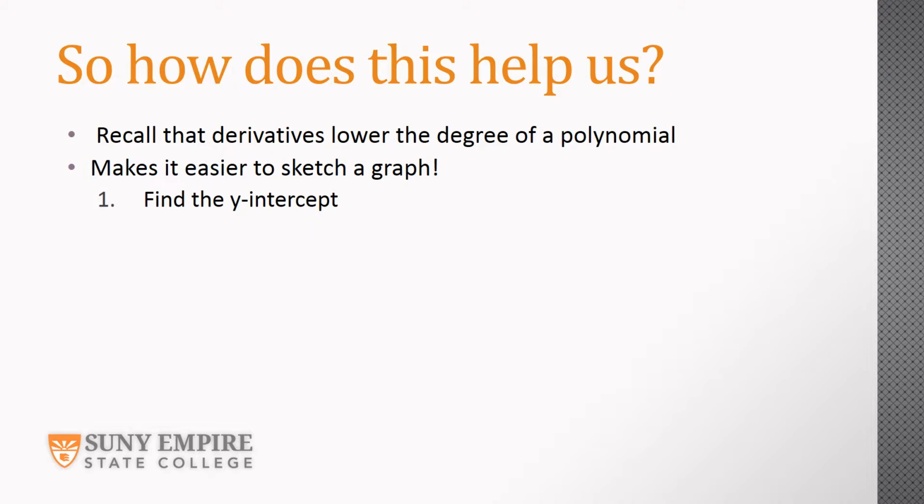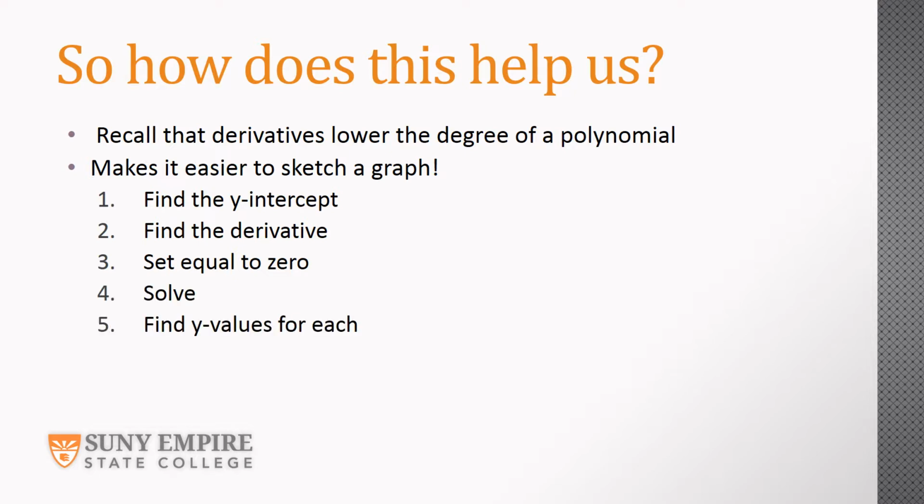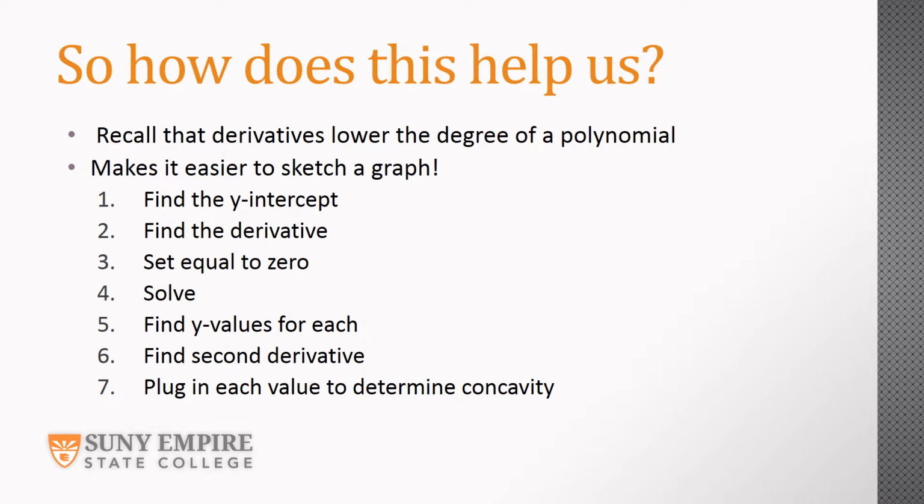First, find the y-intercept of the graph by plugging in 0 for x. Then, calculate the derivative. Set that derivative equal to 0, and solve. For each of these x values that are local maximums and minimums for the graph, find the corresponding y value. Next, we will calculate the second derivative. Plug in the x values and determine if the graph is concave up or down at that point. Let's see an example.